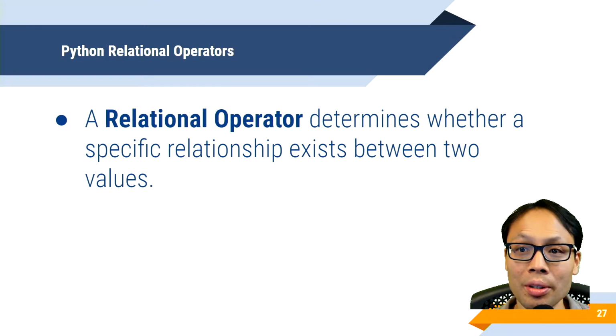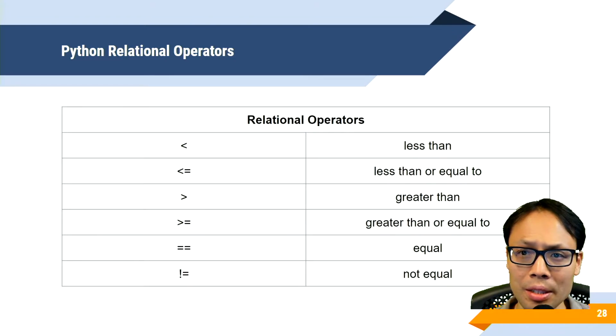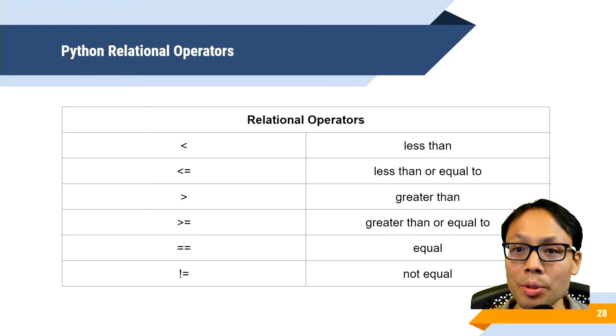A relational operator determines whether a specific relationship exists between two values. So relational operators, most of which you've seen already in math class. We've got less than, less than or equal to, greater than, greater than or equal to. To test for equality is a little bit different than in math. The test for equality is equal, equal, and not equal is the exclamation point and equal. Now just note to yourself there are no spaces between any of these relational operators, so be careful when you're using them.